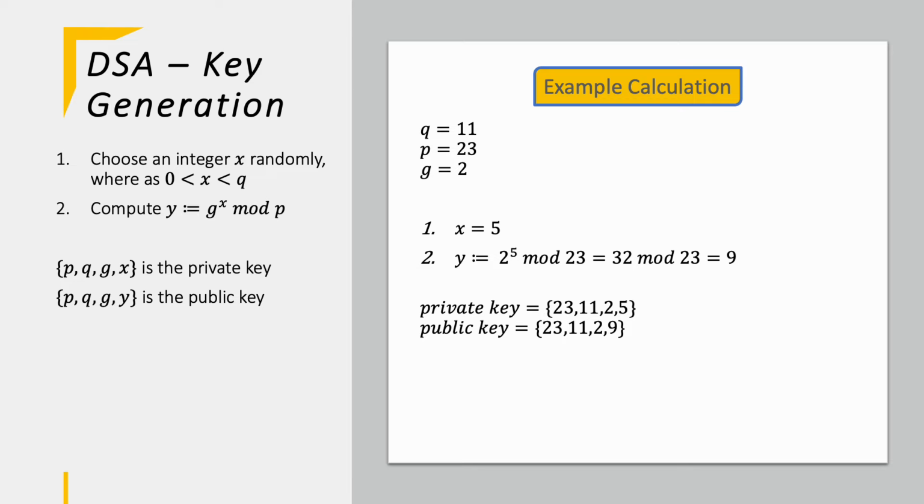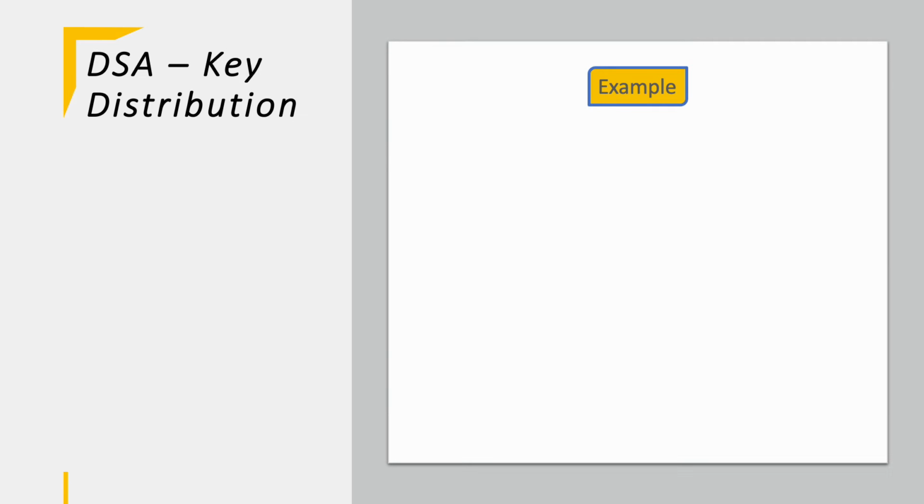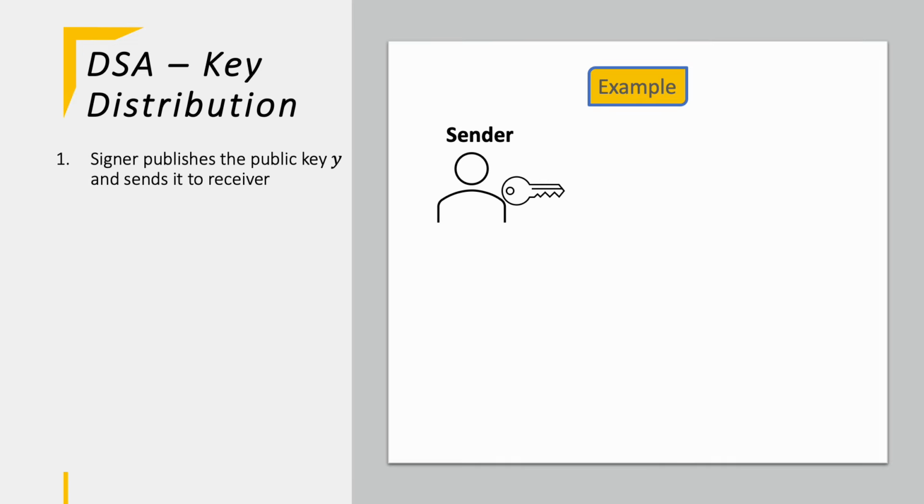And yeah, this is pretty much our key pair for the moment, which we can now use to sign and encrypt messages. However, before we can do so, we actually need to distribute our public key to the intended receiver, so he can verify our signature in general. So we need to publish our public key, which is Y, and we send it to the receiver.